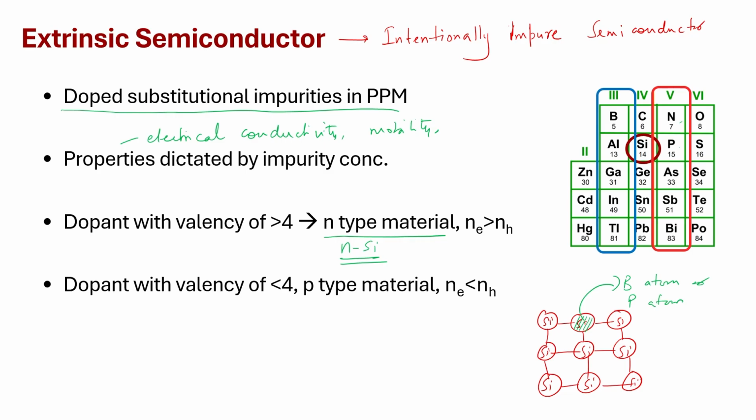Conversely, if we dope silicon with an element of valency less than 4, that is boron, aluminum or gallium, then we create p-type silicon, which will have a significantly higher hole concentration as compared to electrons. A semiconductor doped with substitutional impurities at levels of the order of ppm is called an extrinsic semiconductor.